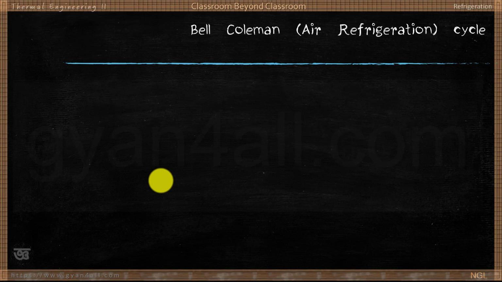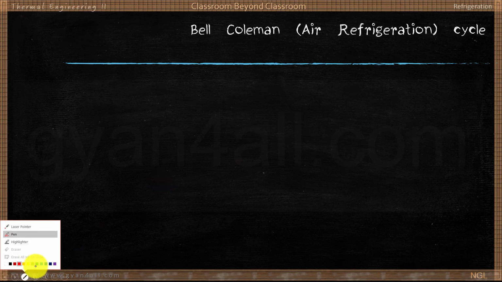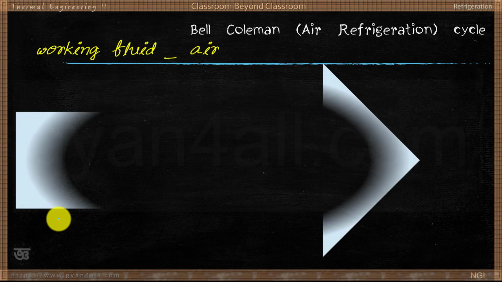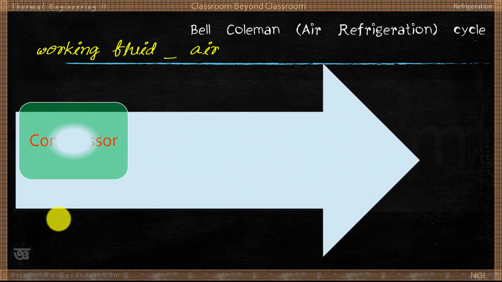Let us start. Today we'll discuss the Bell-Coleman cycle, which is also called the air refrigeration cycle, or the air refrigeration system, because in this case the working fluid is air. That means air is the refrigerant. Generally, for refrigeration we have to use some special fluids, but in this refrigeration system the working fluid, the refrigerant, is air, used in aircraft refrigeration systems.